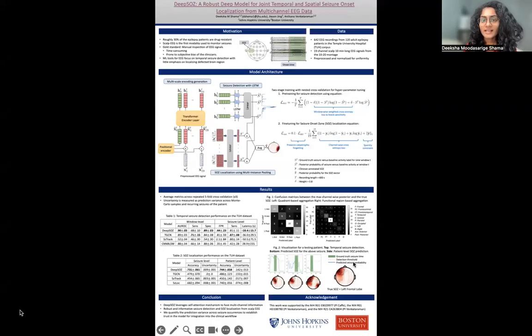Hello, I'm Deeksha, and I'll be presenting our work on developing a deep learning framework for multi-level seizure onset prediction from scalp EEG data.